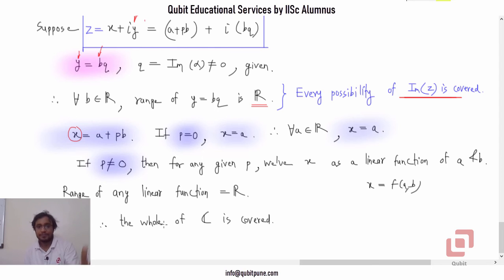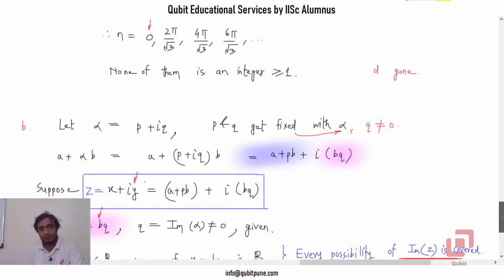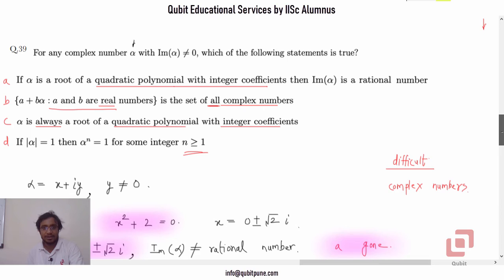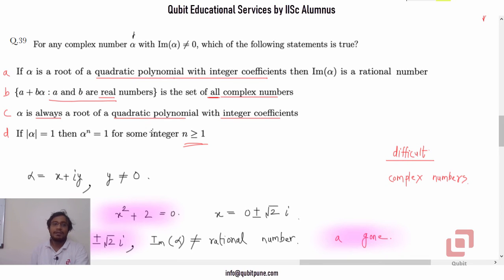So we have now proved that no complex number is missed. For if you take any complex number whose imaginary part is not equal to 0, and if you take a linear combination a plus b alpha, where a and b are real numbers, it covers the whole of the set of complex numbers. Alright, so that was question number 39.